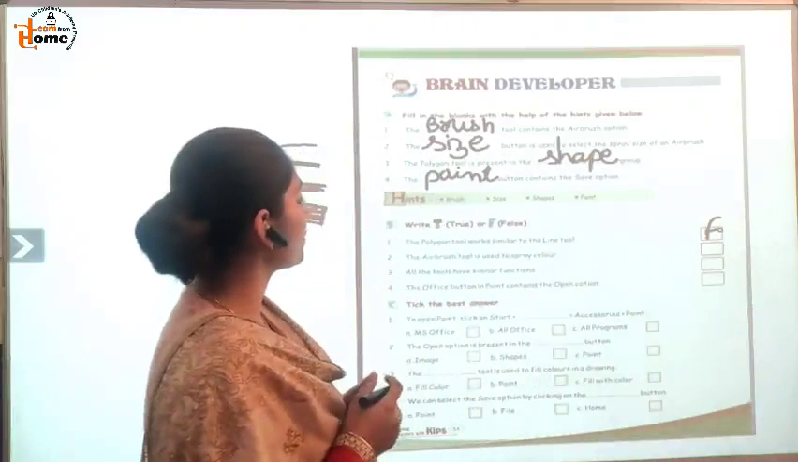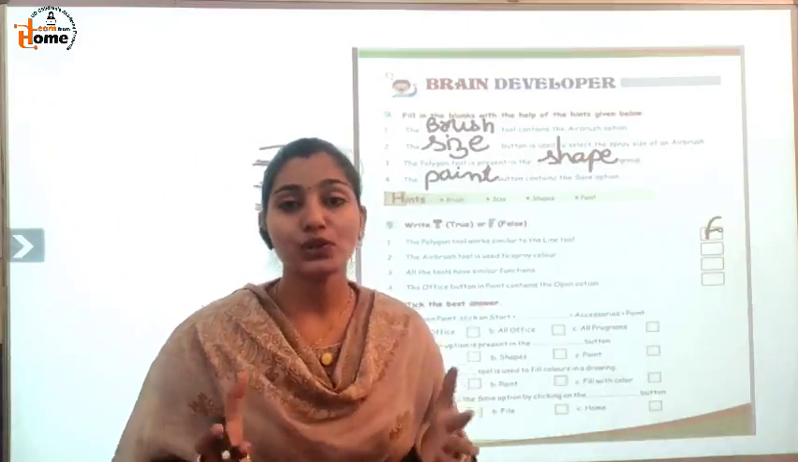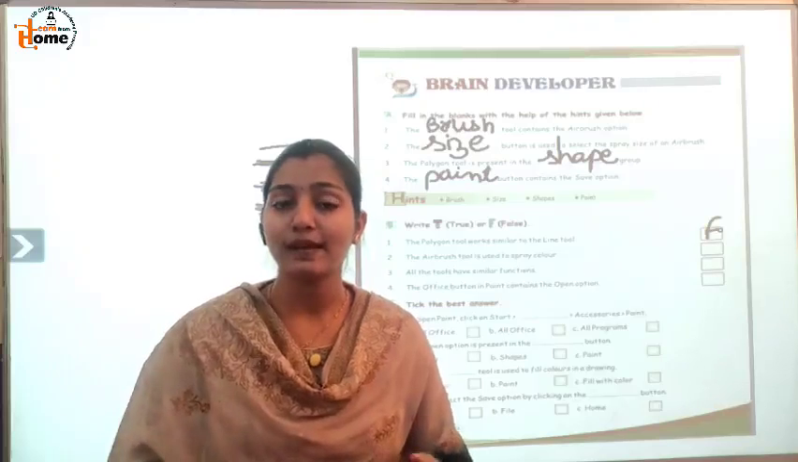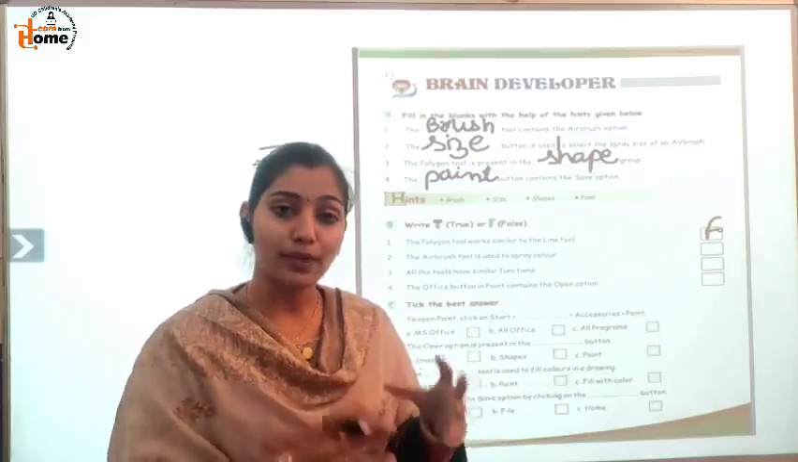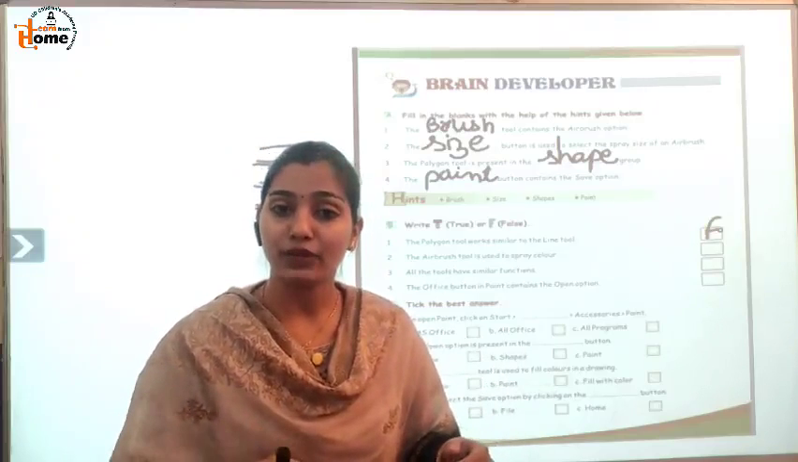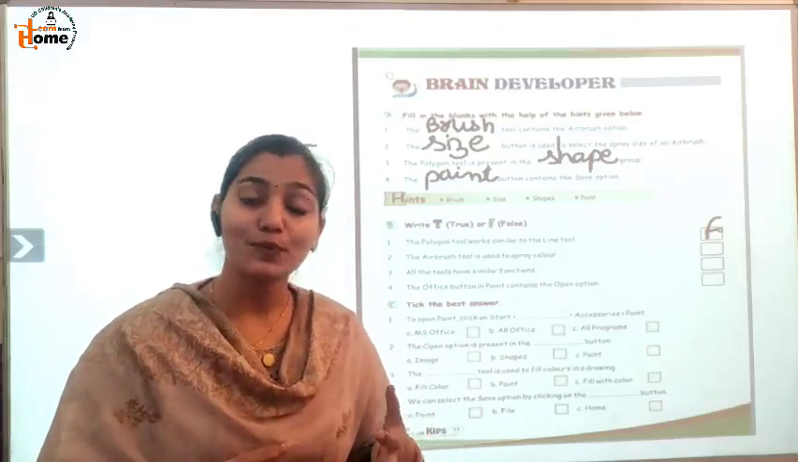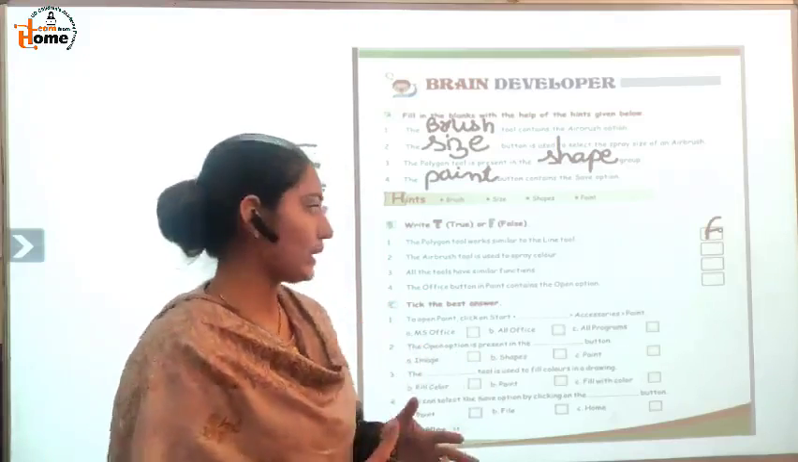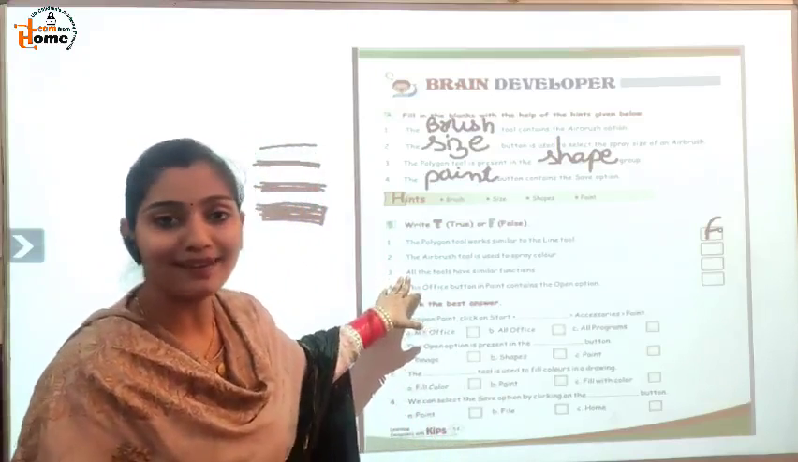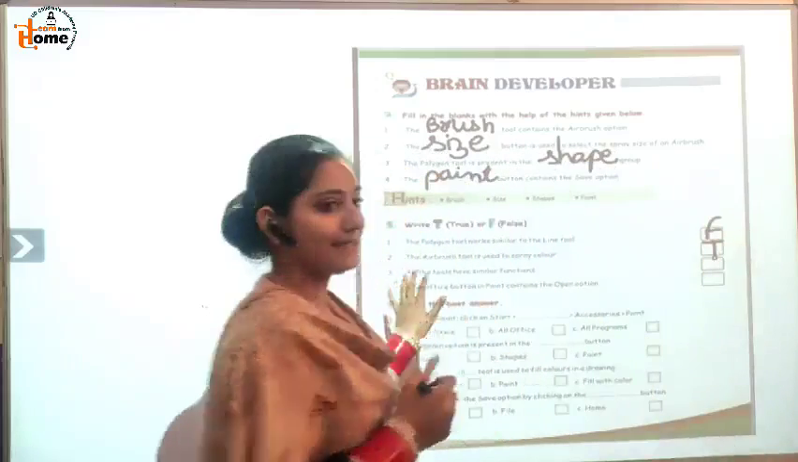Next is the airbrush tool is used to spray color. Which tool is used to spray the color? You can paint your drawing using different brushes, right? And airbrush is one brush. It's a kind of brush that paints the figure by spraying the color. So which brush is used to spray the color? Airbrush. Okay? So this is correct. Airbrush is used to spray the color. So this is true. We will write T.